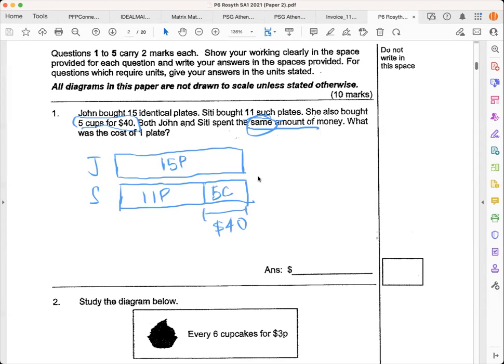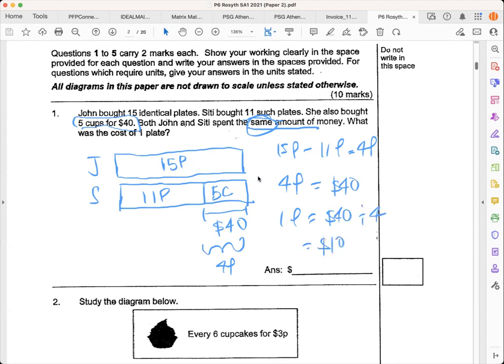So what we normally do is compare the plates first, something identical in both bars. So 15 plates minus 11 plates is equal to 4 plates. And therefore, this is 4 plates. 4 plates is equal to $40. 1 plate is equal to 40 divided by 4, and 1 plate is $10. All right, so that's the answer for question 1. Let's go on to question 2.